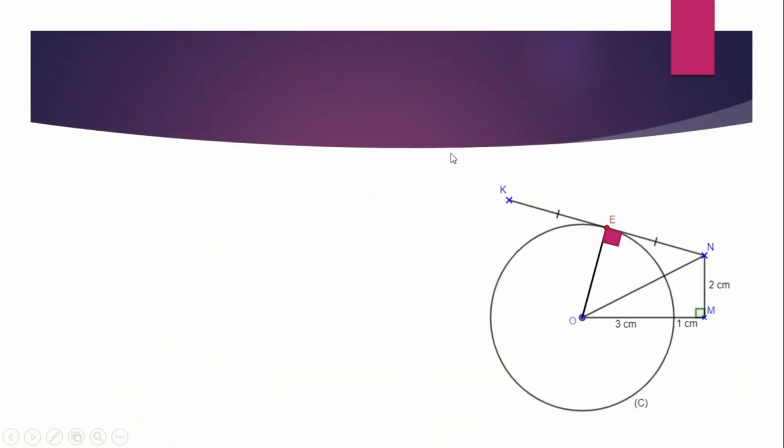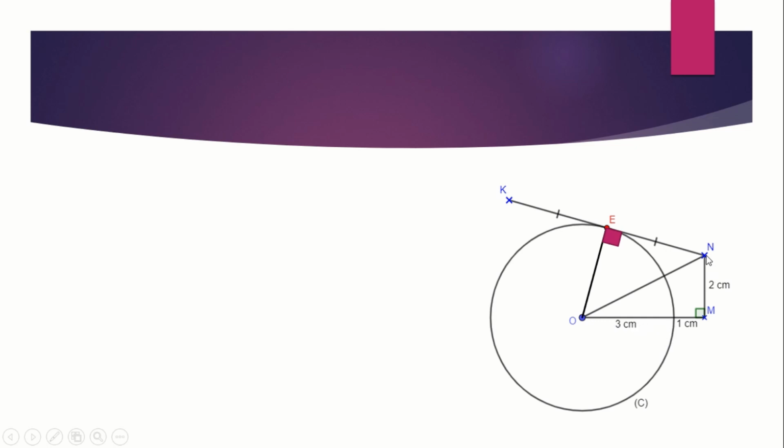Let's draw the figure in part 1. So here, as you see, we have OMN is a right triangle. OM is equal to 4 cm, MN is equal to 2 cm, and here is a circle C of center O and radius 3 cm.